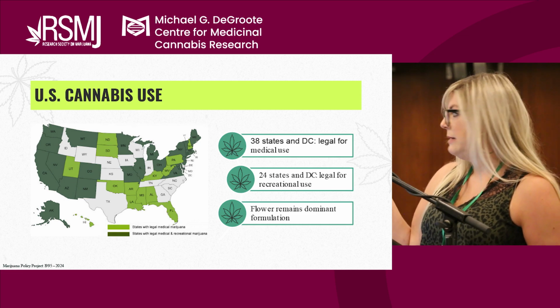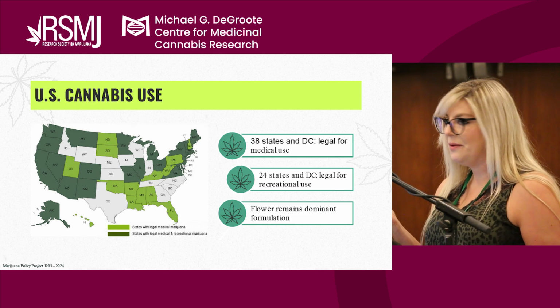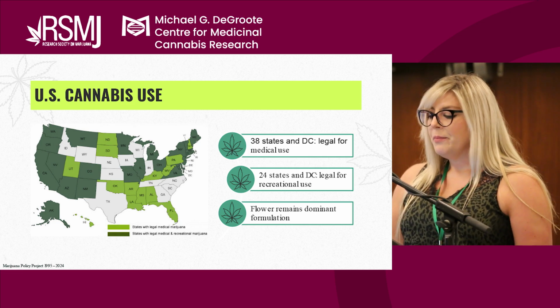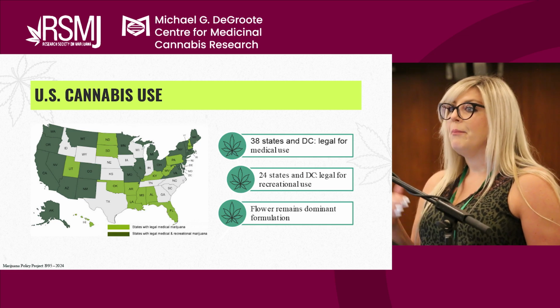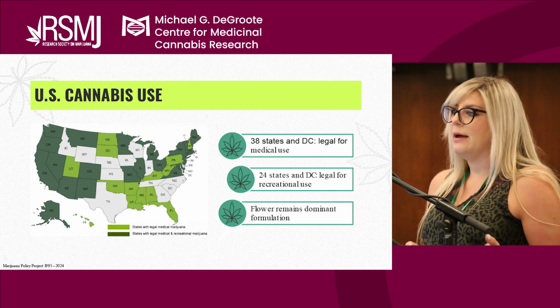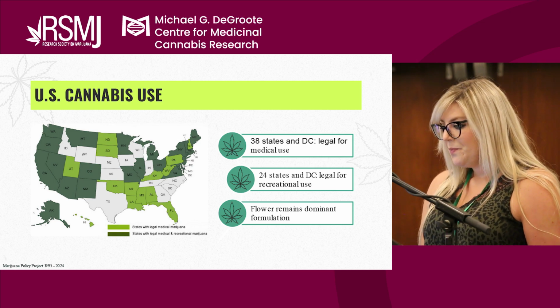Obligatory cannabis slide. So 38 states and DC legal for medical use, 24 and DC legal for recreational use. The important part here is that flower remains the dominant formulation both in the US and Canada, right? So this typically means using flower in a combustible way.